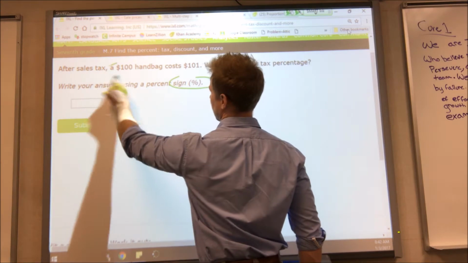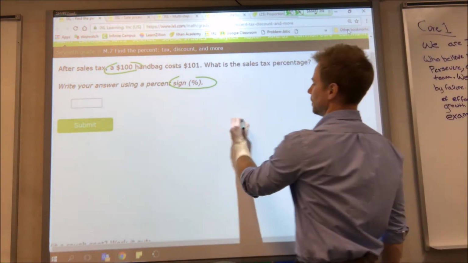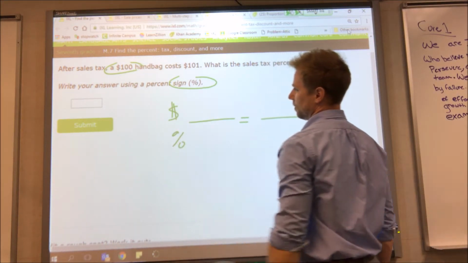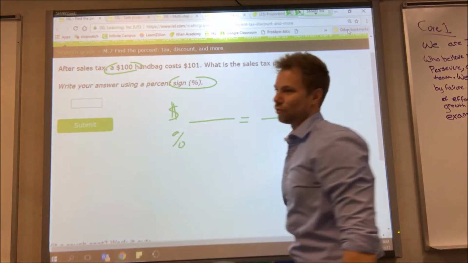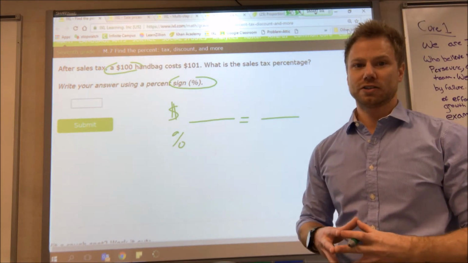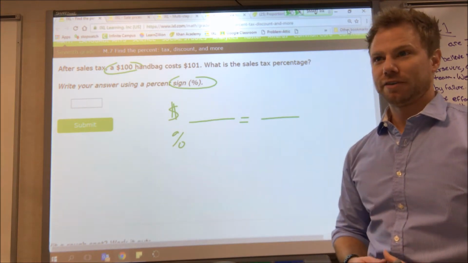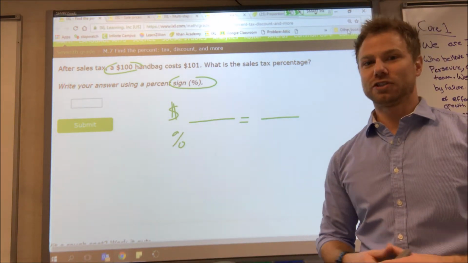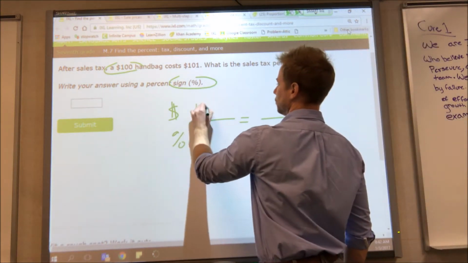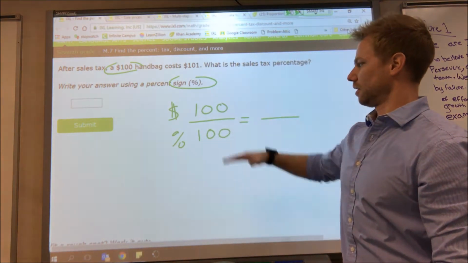So our labels are going to be money and percent, because that's what they give us in the problem. It's asking for a percentage. So we have money and percent. $100 is the original cost. The original cost is all of the cost at the beginning. So all of something is 100%. If you're giving all of your effort, you say you're giving 100% effort. So all of it is 100%. So $100 is 100%. Original price, 100%.